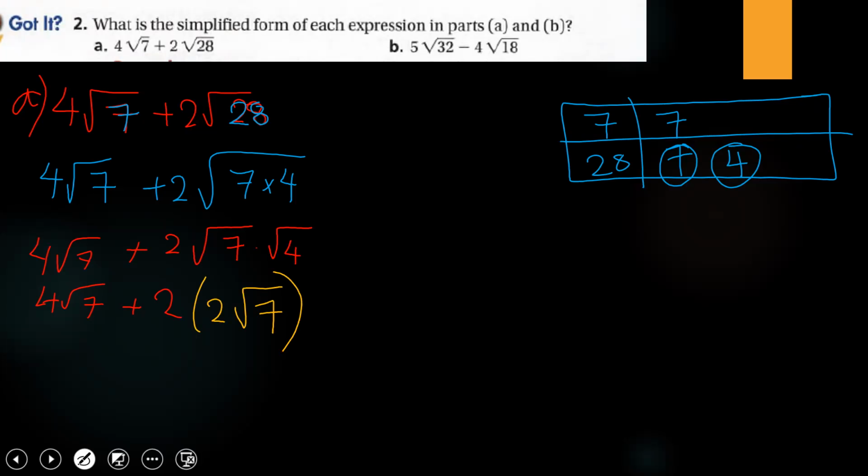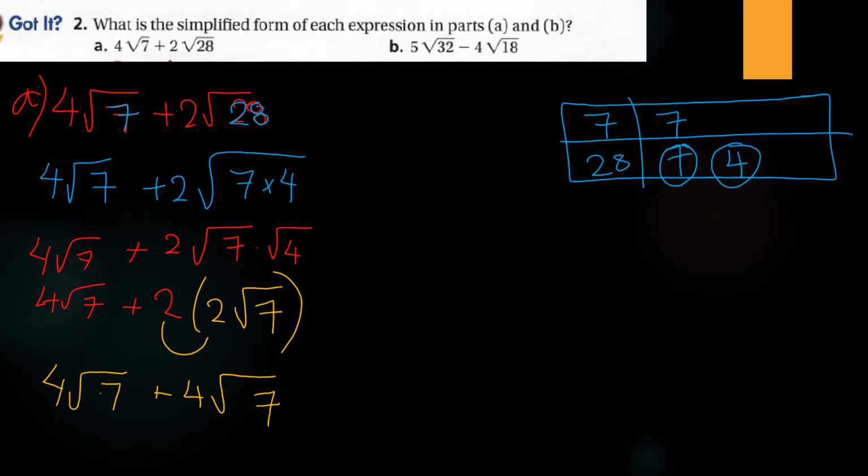Then after that, let's multiply 2 times 2, which is 4 square root of 7, plus the previous one, which is 4 square root of 7. After you add them, you will find that they are 8 square root of 7. Exactly. Is it clear? Yes, teacher. Let's have another example here.